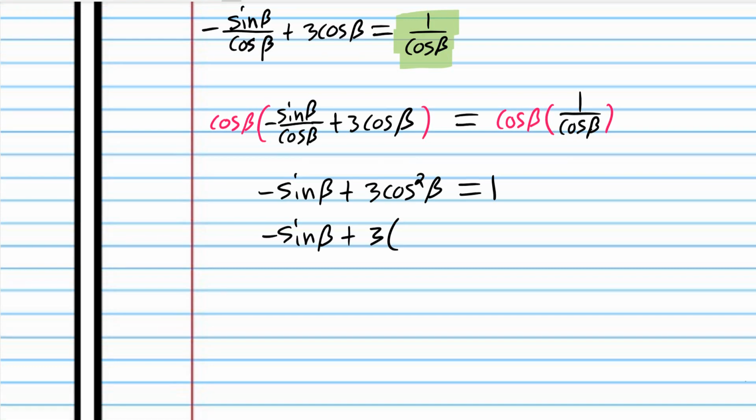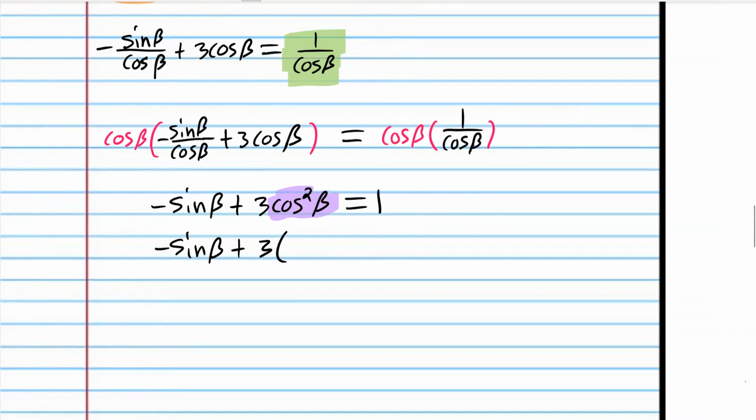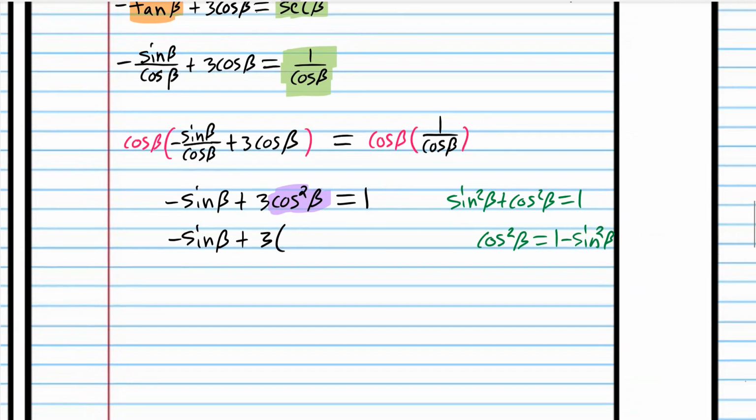And now we're going to use a Pythagorean identity. Remember, sine squared beta plus cosine squared beta is equal to 1, but we can subtract sine squared beta from both sides, and we see that cosine squared beta is equal to 1 minus sine squared beta, so that's just a different way to write that Pythagorean identity.